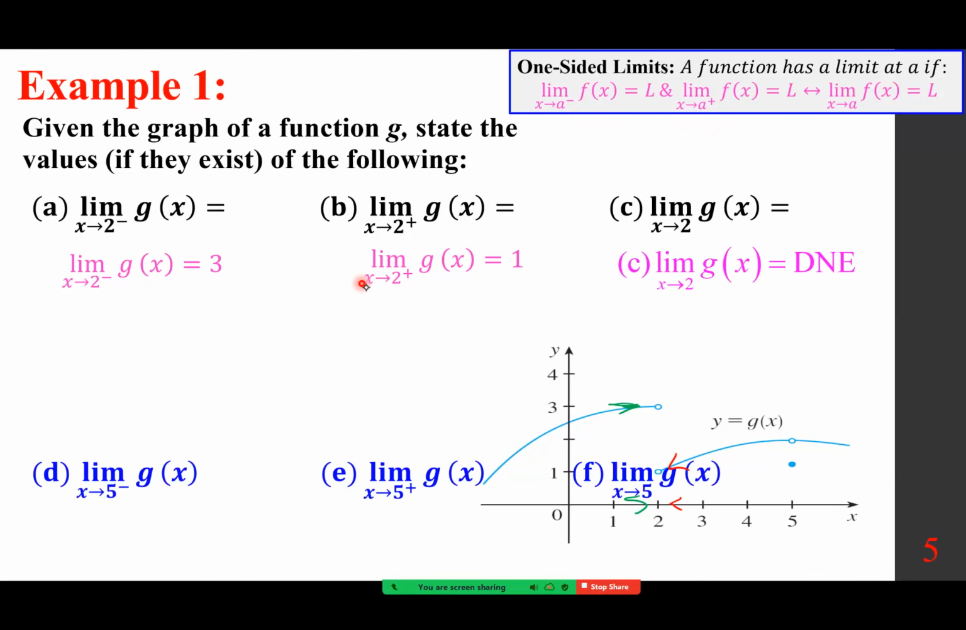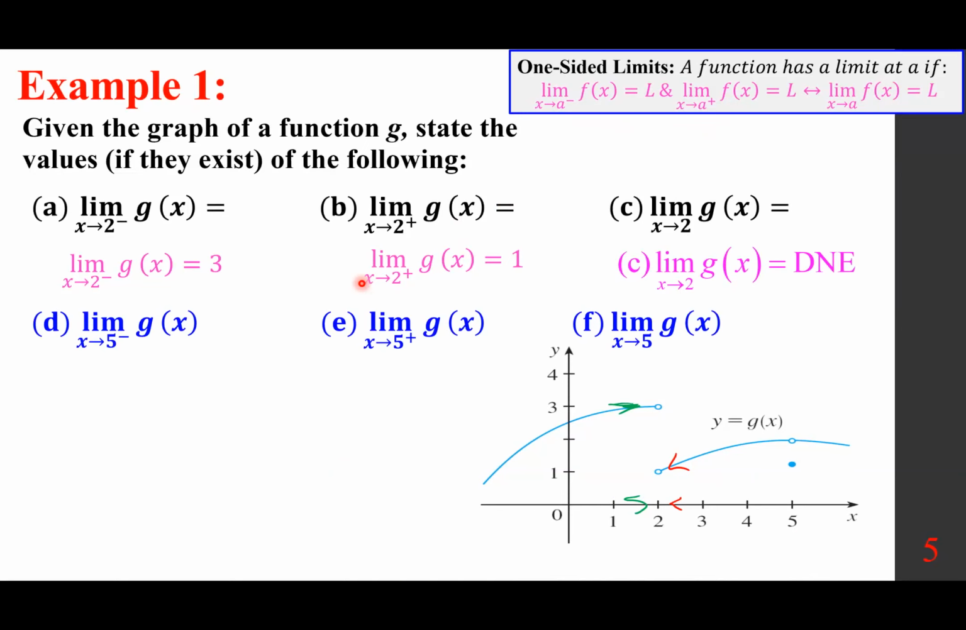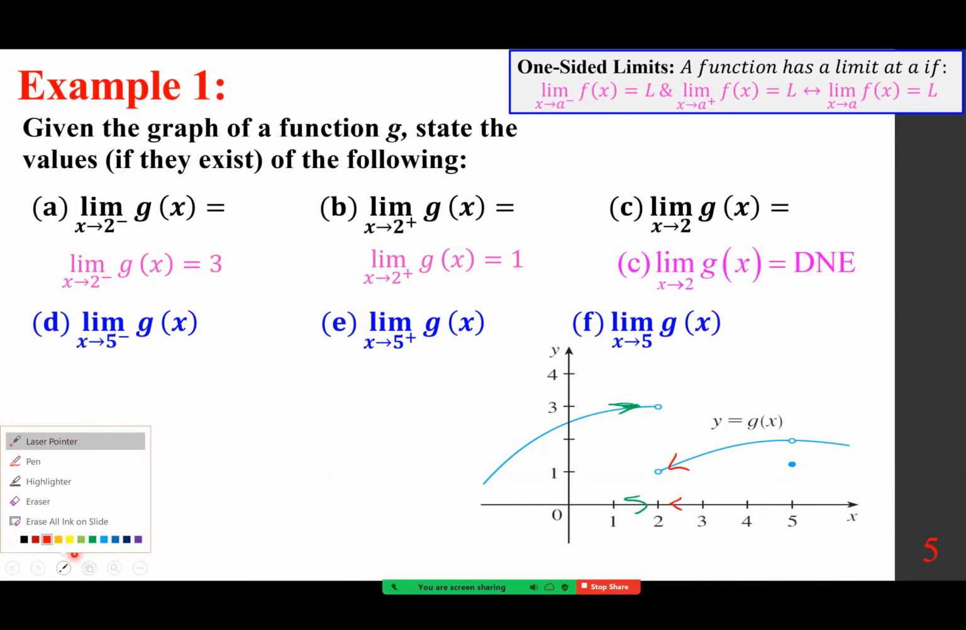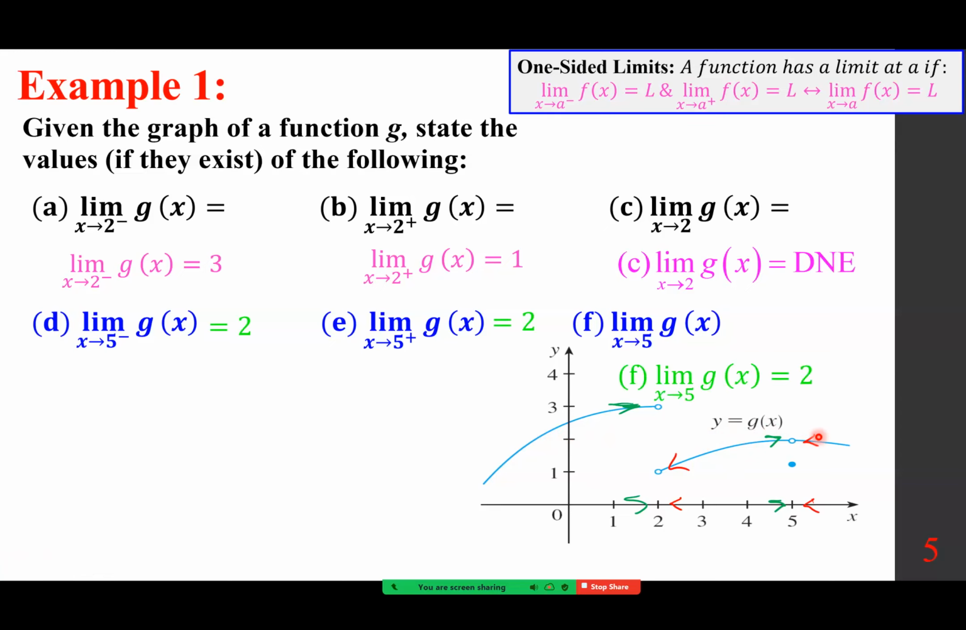Let's look at number 5. So 5 from the left, this way, 5 from the right, that way. So from the left, we are here. From the right, we are moving this way. And in both cases, we are moving towards this point, which has a y coordinate 2 in both cases. Because they're identical, the limit exists and it's equal to 2.